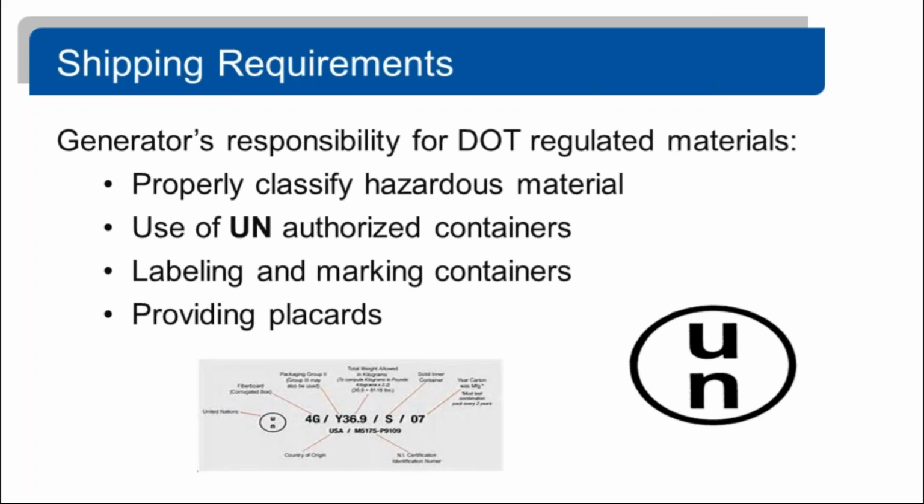So a generator is responsible for DOT regulated materials. DOT refers to the shippers as the offerer, so it's the offerer's responsibility to properly classify the hazardous material. If you have elemental mercury, that is a DOT corrosive material, so those are the sorts of things you have to be able to identify. Is it in the appropriate container? Are you using a UN authorized container for that specific material? And have you labeled and marked the container correctly?